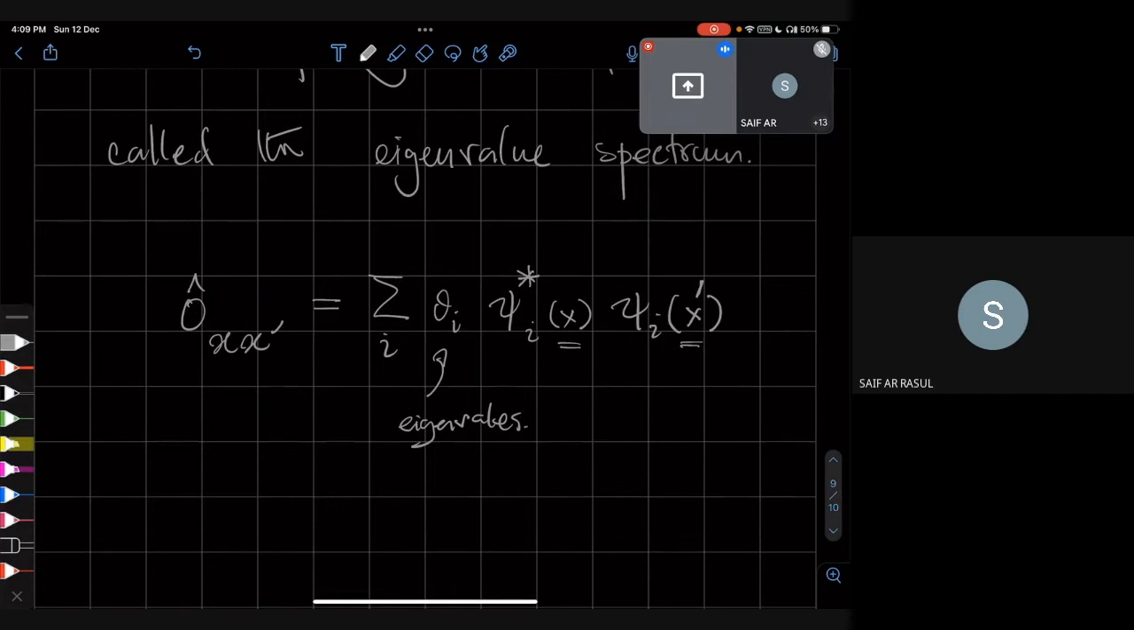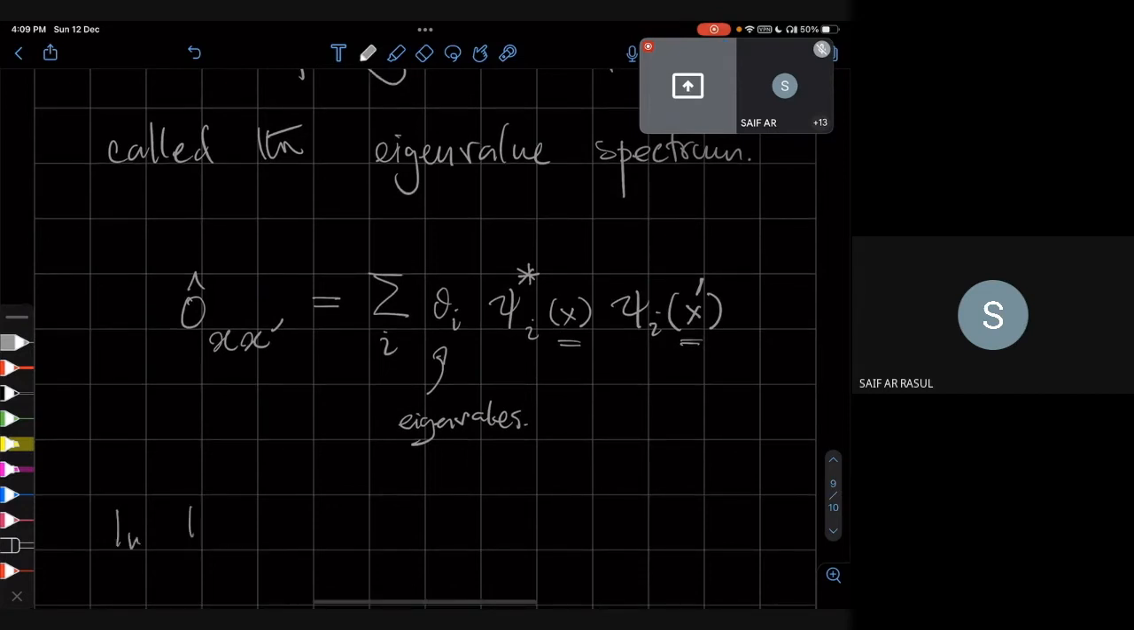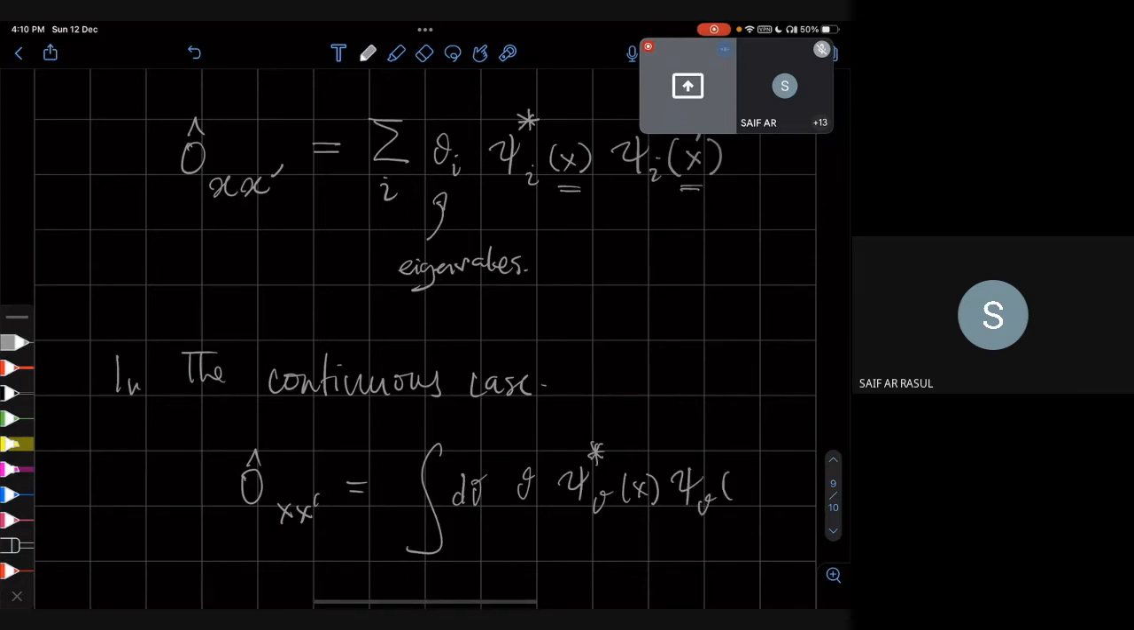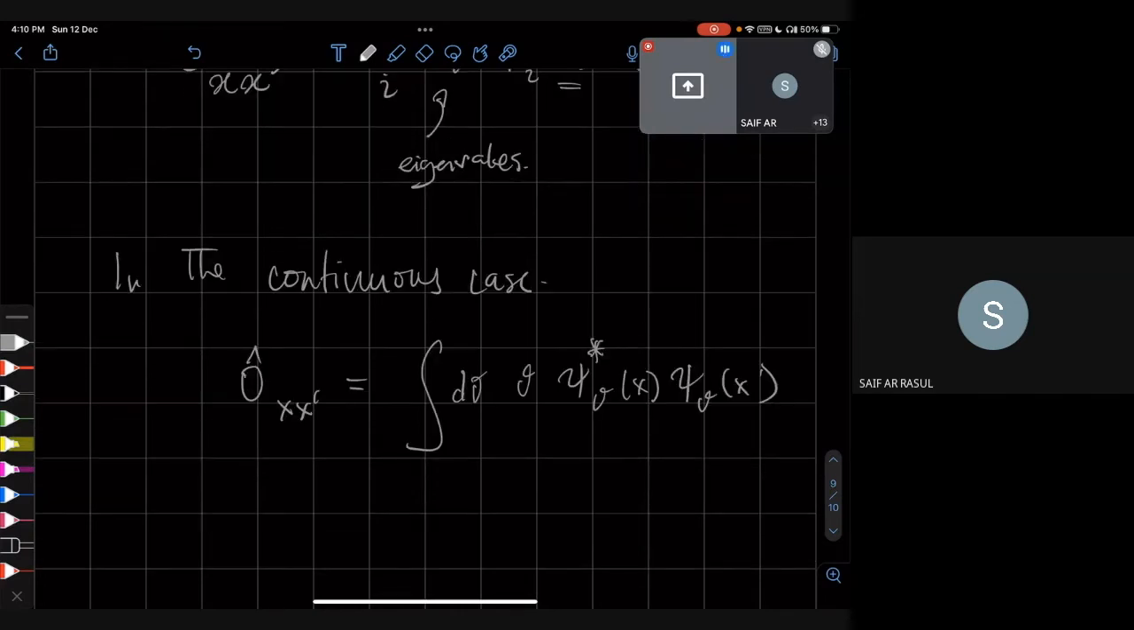Just to make it clearer, in the continuous case, what we have is O(x, x prime). This is going to be some integral dO, so my O looks like theta, of O times psi star_O(x) psi_O(x prime). Just note that the arguments of these psi's are not the same, they're different.